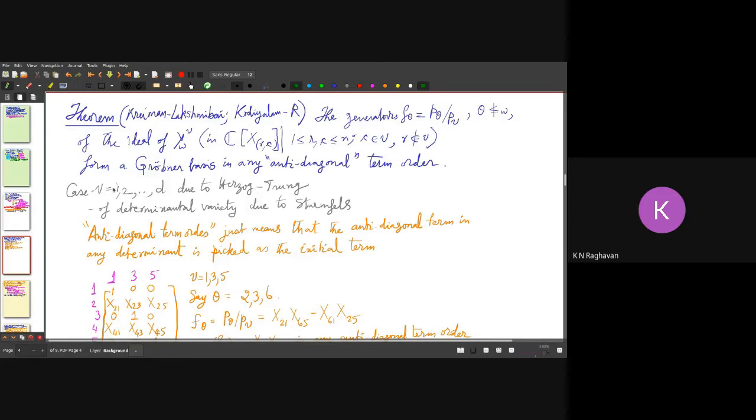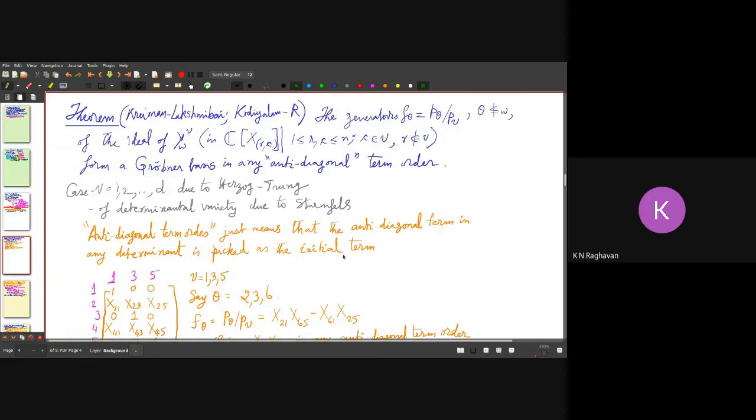The case when V is equal to 1 to d, like for example, this is the case for the determinantal variety. This theorem is due to Herzog-Trung. And for the particular case of the determinantal variety itself, remember, not only is V equal to 1 to d, but W is also something very specific. So Herzog-Trung fix V, but not W. But if you fix both V and W so as to get the determinantal variety, then that theorem is due to Sturmfels. Okay? And anti-diagonal term order just means that the anti-diagonal term in any determinant is picked as the initial term.